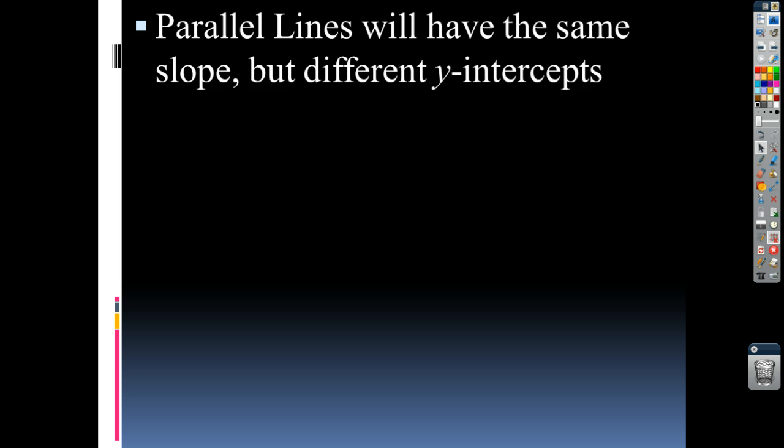So let's first talk about parallel lines. Parallel lines are going to have the same slope, right? They move across the graph in the exact same way. We're just going to have different y-intercepts, okay? And they need to start in different places.